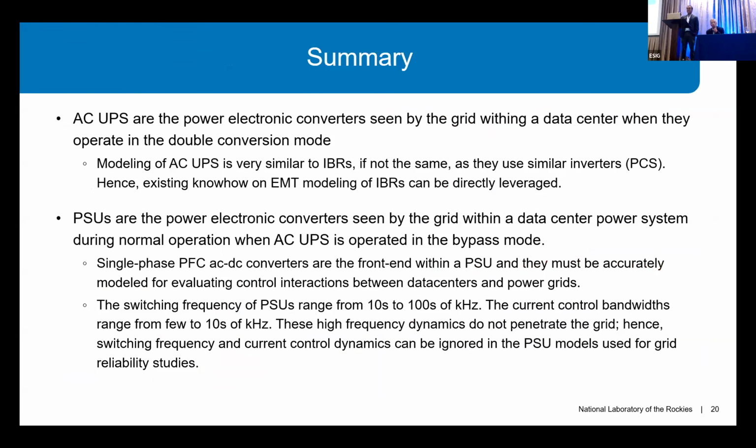To summarize, AC UPSs are the power electronic converters that are seen by the grid within a data center when they operate in double conversion mode. Modern UPSs, which are designed to meet grid requirements as well as load requirements, always operate in double conversion mode. In this case, the modeling challenges are the same, if not the same as IBRs. But for existing data centers where the UPS operates in double conversion mode, we have to model IT racks and all the loads going up to the low voltage level. With that, I'll wrap up my presentation.